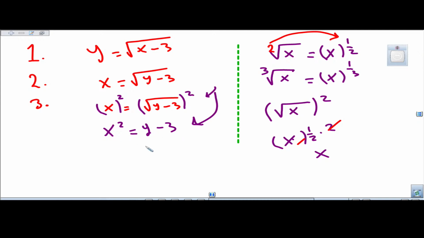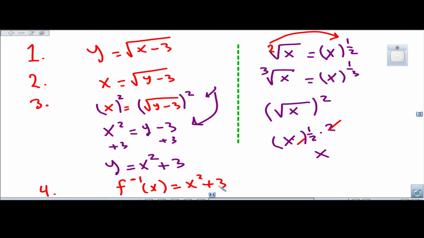Now I need to solve for y. So I'm going to add 3 to both sides. y is going to equal x squared plus 3. What's step number 4? Step number 4. That's very true. So now f of x becomes f inverse of x, which is this amount here. This is the inverse of x.